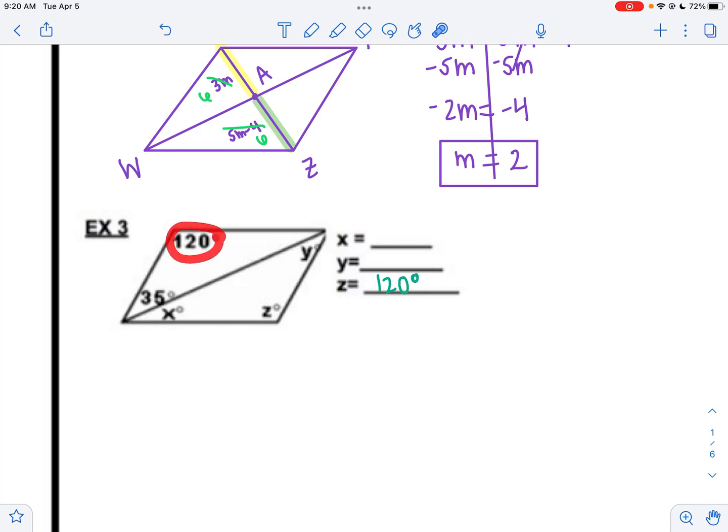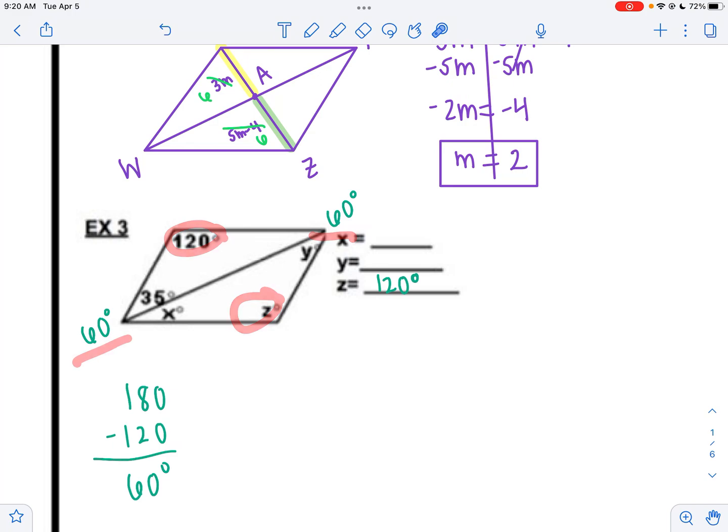Well, if we remember, if they're next to each other, they're supposed to add up to 180. So if this angle right here is 120, 180 minus 120 is 60, which means that this whole angle over here should be 60 and that whole angle over there should be 60. Because if they're next to each other, they add up to 180. So if that's 120 and that's 120, the other two angles have to be 60 and 60. And if this piece is 35, ask yourself what plus 35 would give you 60, or 60 minus 35, and that tells me that X is 25.